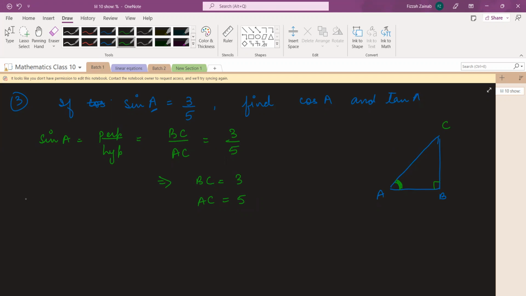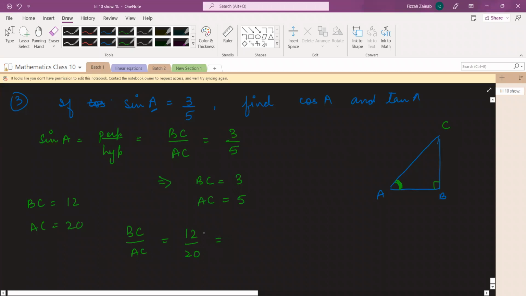Why can I not say that? For example, let's say my BC is 12 and AC is equal to 20. Now let's take the ratio BC by AC. It is 12 divided by 20. Now divide by 4: 4 into 3 and 4 into 5. So again, I'm getting 3/5. So basically, this time 3 and 5 both are multiplied by 4. Is that okay? So I cannot say that it is exactly 3.